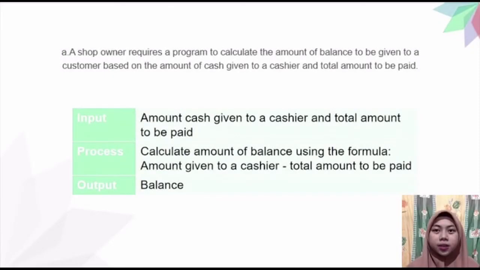For question 1 in PBE 3, we write the IPO from the problem given. The input is amount cash given to cashier and total amount to be paid. The process is calculate the balance using the formula balance equals amount cash given to cashier minus total amount to be paid. The output is the balance.